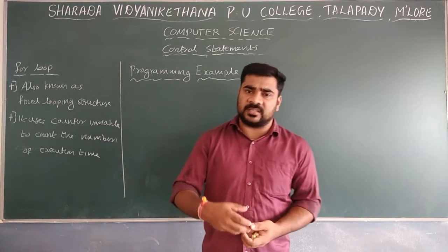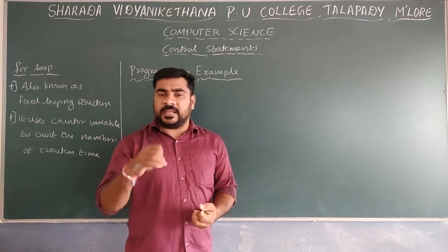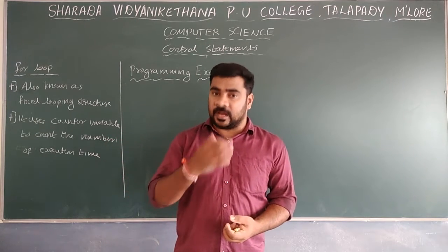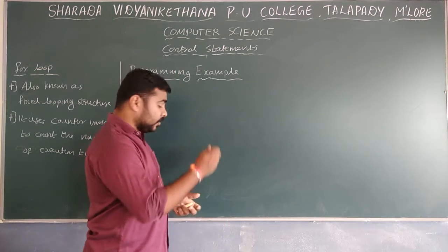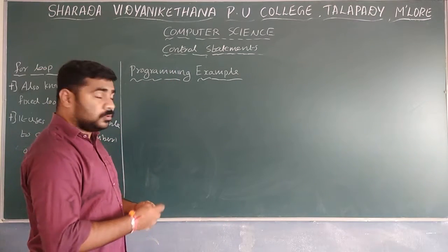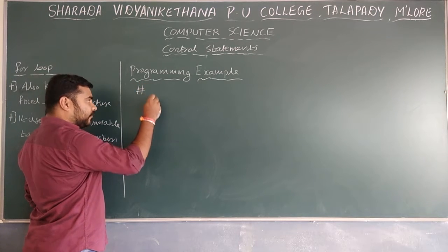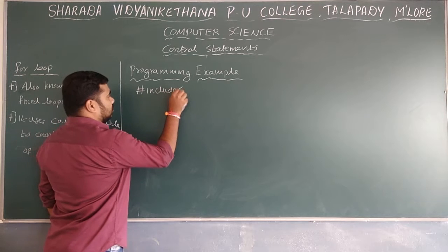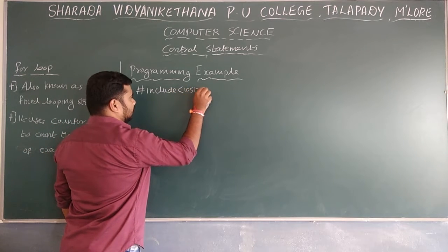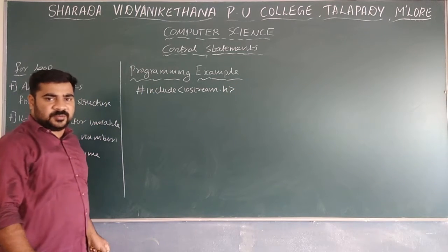Whenever you write a for loop program, I will take one simple example: print n numbers. What is the first step? I already told you in previous sessions. First is documentation. After that, the linking section: include iostream. iostream means input output stream.